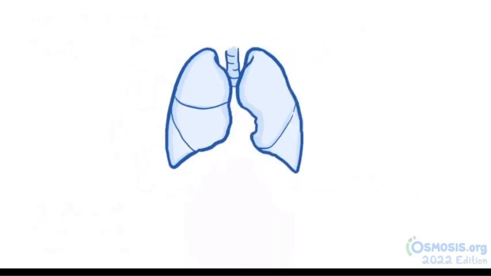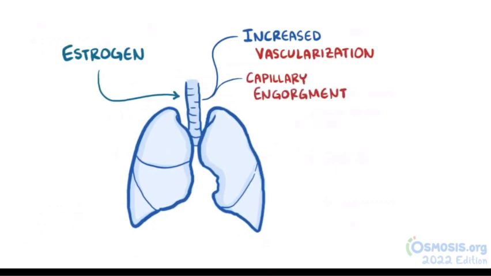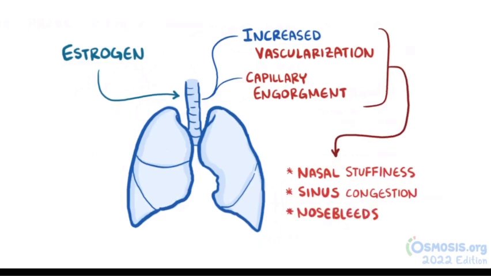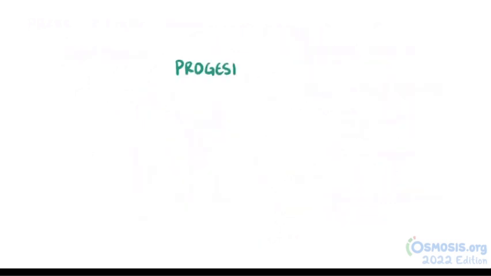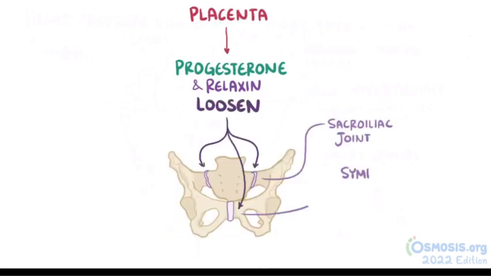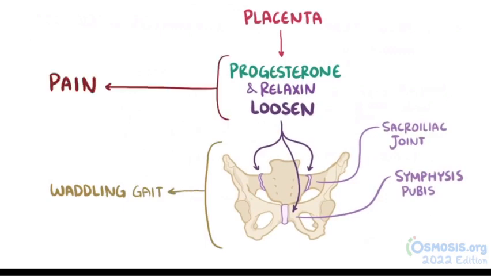Finally, in the upper respiratory tract, estrogen causes increased vascularization and capillary engorgement, which can lead to nasal stuffiness, sinus congestion, and nosebleeds. In addition, progesterone and relaxin, another hormone produced by the placenta, both loosen ligaments around the sacroiliac joints and symphysis pubis in preparation for fetal passage through the birth canal. This results in a waddling gait sometimes seen during pregnancy, and these two can also cause pain in other joints, like those in the ribs or coccygeal or tailbone, all from shifting ligaments.